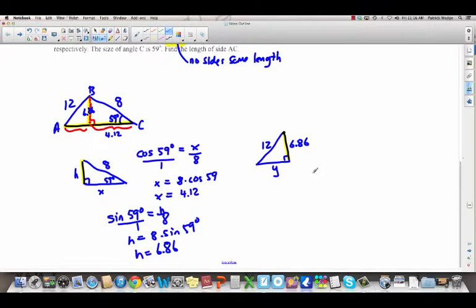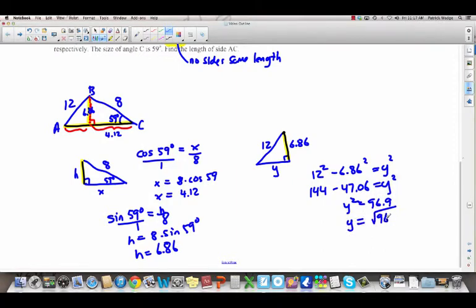So you're going to square both of these. You're going to add them or subtract them? Subtract them. You already know the biggest side, you already know the hypotenuse. So 12 squared minus 6.86 squared equals y squared. 12 squared is 144. 6.86 squared is 47.06. That's equal to y squared. So y squared is equal to, if we subtract those, 96.9. Got to take the square root of that. The square root of 96.9 is 9.85. So this amount right here, at long last, we figured out is 9.85.